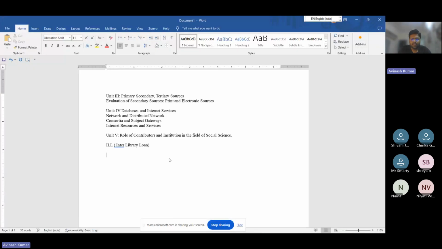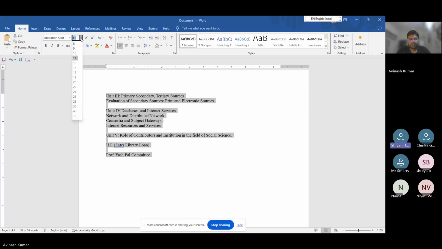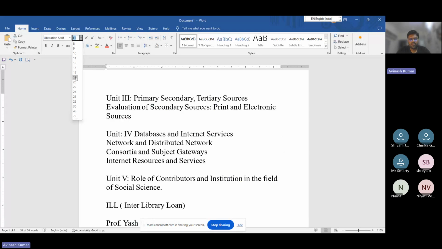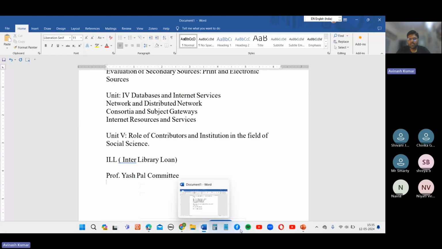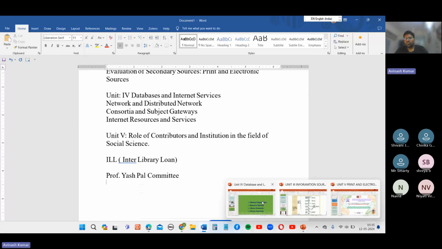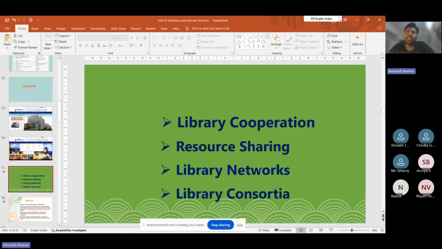One committee describes this, you have heard about the Professor Yashpal Committee. आपने सुना है कभी? प्रोफेसर यशपाल कमेटी सुना है आपने? नो सर. ओके. जब ये प्रोफेसर यशपाल कमेटी आई, तो इसमें लाइब्रेरी नेटवर्क के बारे में बात किया गया.